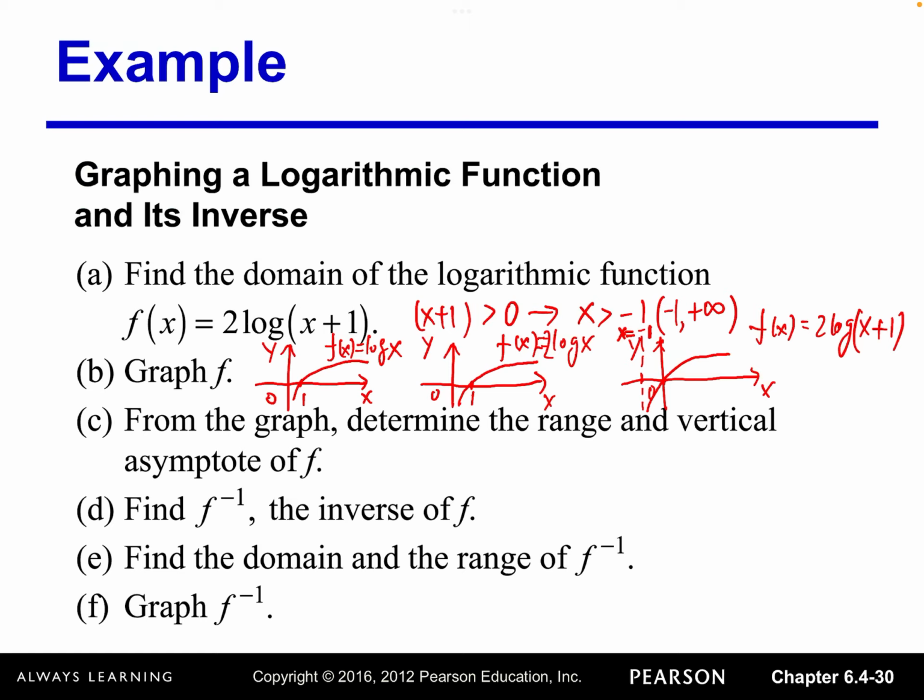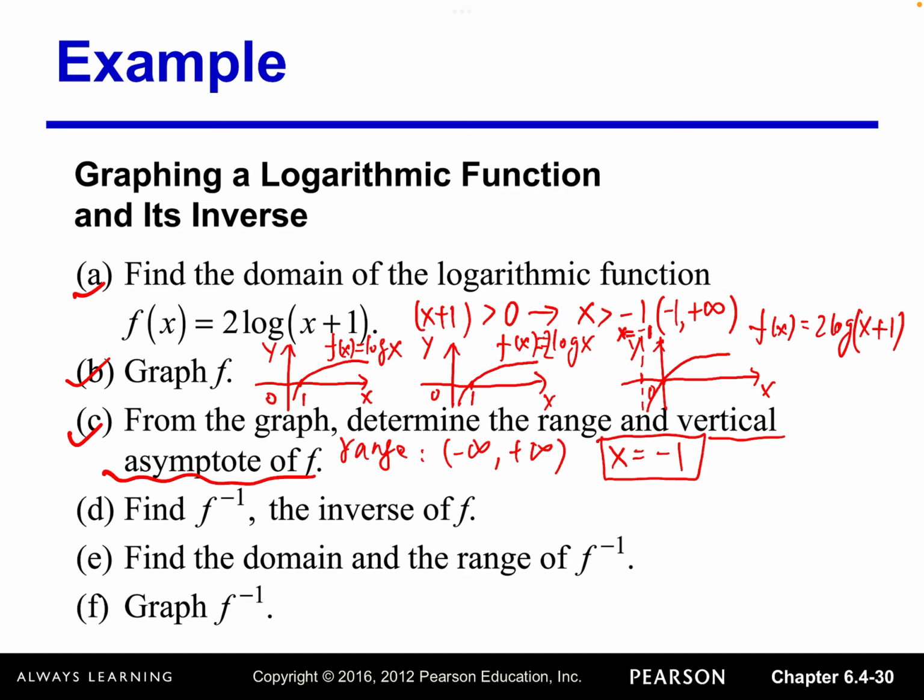Now let's go back to part C. We got A and B done. Part C: from the graph, determine the range and the vertical asymptote. The range is still all real numbers. That one doesn't change, so we write it as from negative infinity to positive infinity. And the vertical asymptote, we can see clearly from the graph, is the vertical line x equals -1. That's the vertical asymptote of this function.